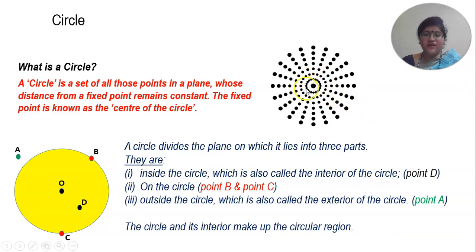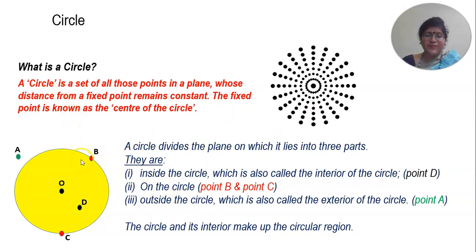Now, if you look at the first circle and then the second circle and then the third circle, you will notice these circles are concentric. The center remains the same. As and when they move away, their radius increases. Okay, so a circle is a set of points in a plane whose distance from a fixed point remains constant.